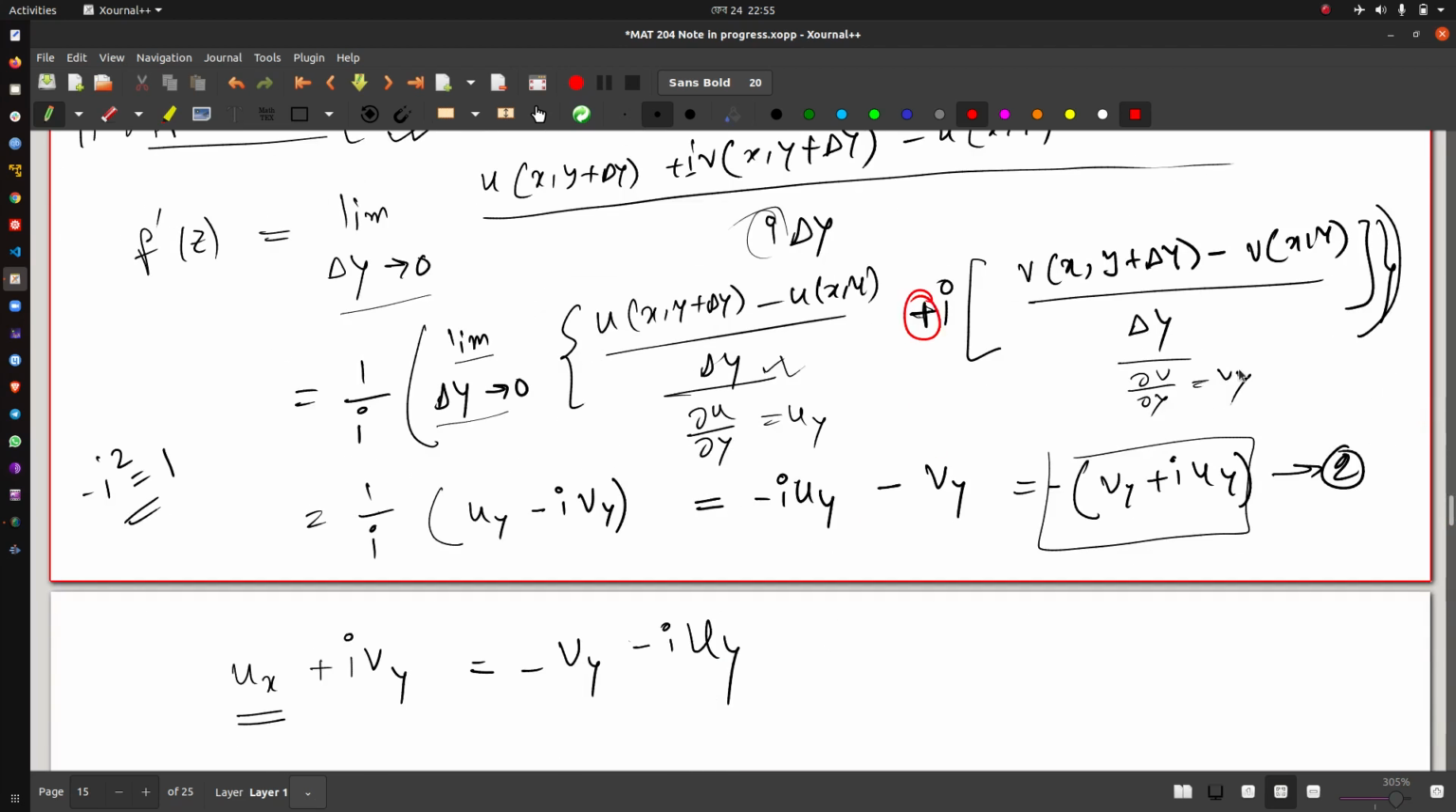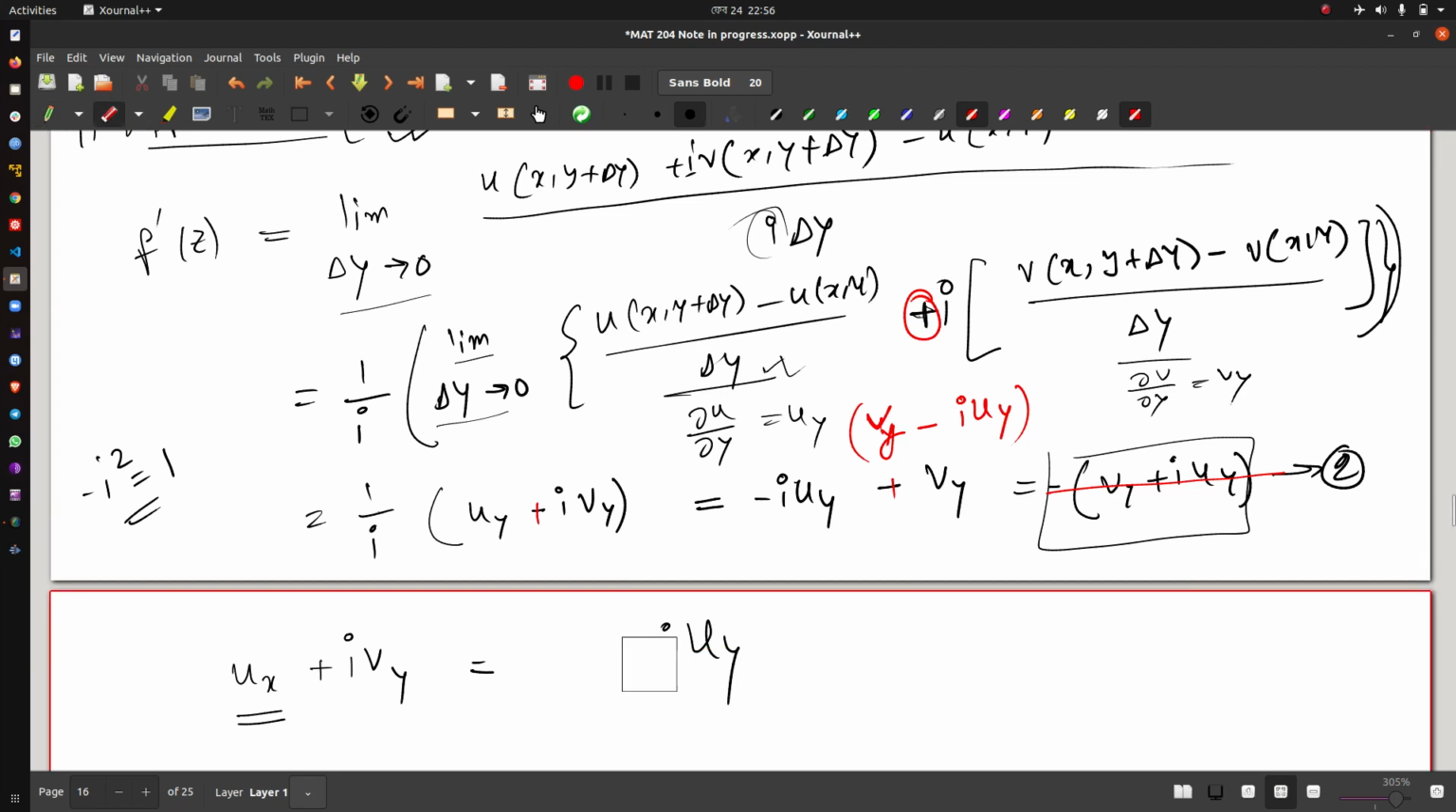So to rectify this mistake, this should be a plus, and this should be a plus, yeah, and this is it, vy minus i uy. Okay, so that should be our right hand side. So this is wrong, this is not the correct thing, there is a sign mistake in it. On the right hand side you should have Vy minus i Uy.